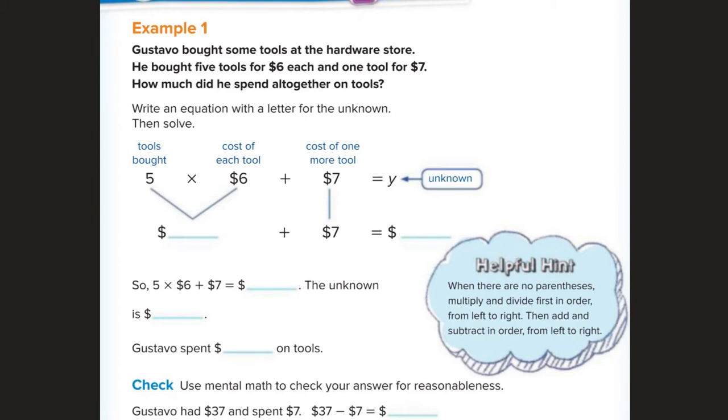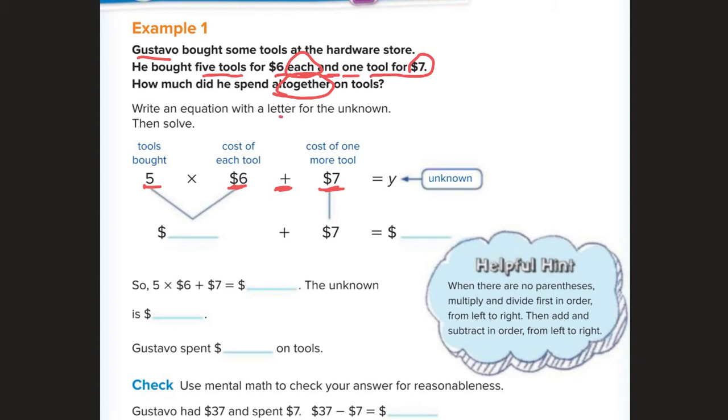All right, example 1 says, Gustavo bought some tools at the hardware store. He bought 5 tools for $6 each. 5 times 6 is what I'm reading, right? 5 tools for $6 each. And 1 tool for $7. So really, we could do 1 times 7, but we know that's just 7. How much did he spend all together?